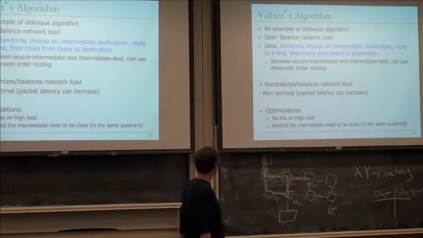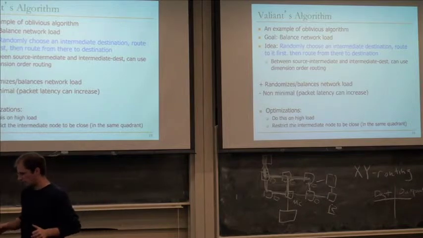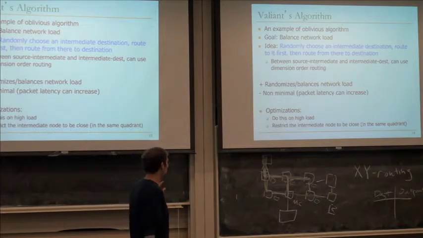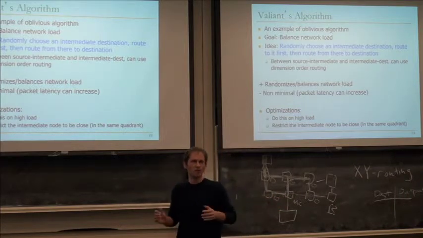So you could sort of get around that with a few optimizations. You could only turn it on at high load, for example. That's sort of the most basic thing. And you could also be smarter about the intermediate node. So you could pick an intermediate node that's maybe fairly close to your destination, in the same region, for example.